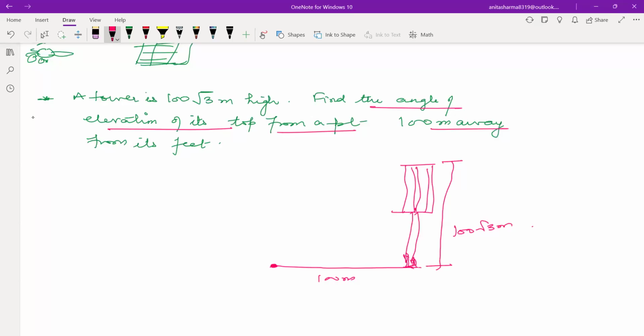So now angle of elevation means someone is standing at this point. Let us mark this point as P. So the angle of elevation of the top, so top is this. Now this is a right angle triangle, because your flyover or tower always makes a 90-degree angle with the ground. Clear this thing, children? So this angle we need to find. At which angle?